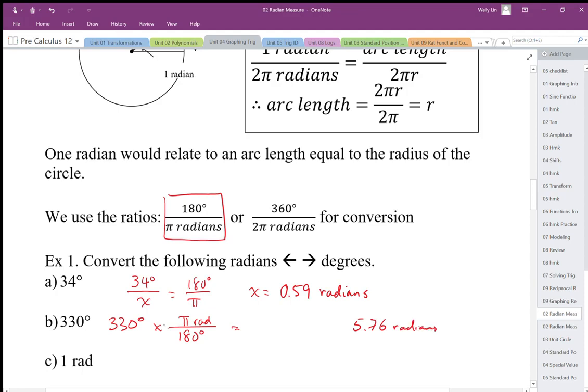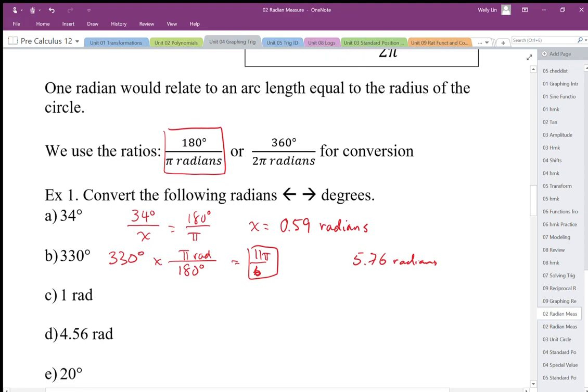Now, because 330 and 180 actually share common factors, and 330 is a special angle, we're actually going to do this in terms of exact values of pi. So I'm going to divide by, looks like 30 here, so I'm going to get 11 over 6 pi. And this is the exact form that we want. For special angles, we're going to use the pi values.